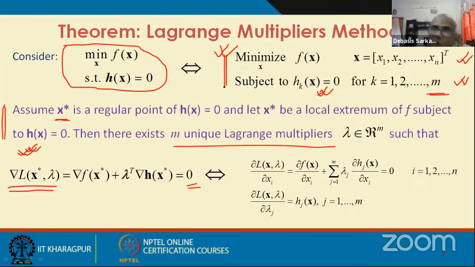So if you have m number of constraints, you define m number of Lagrange multipliers, then add to this objective function lambda 1 h1 plus lambda 2 h2 plus lambda 3 h3, so on and so forth, up to lambda m into hm.